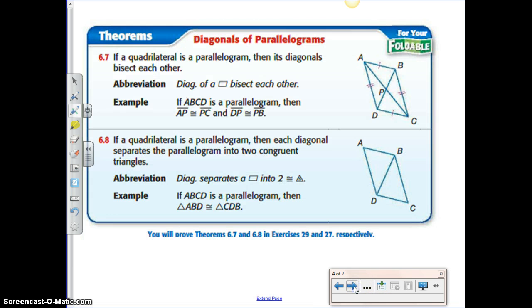All right, 2 more theorems. First is that if a quadrilateral is a parallelogram, then its diagonals bisect each other, which remember means cut each other in half. So these diagonals cut each other in half, which means that this segment equals this segment and this segment equals this segment. If a quadrilateral is a parallelogram, then each diagonal separates the parallelogram into 2 congruent triangles. So triangle ABD is congruent to triangle CBD.